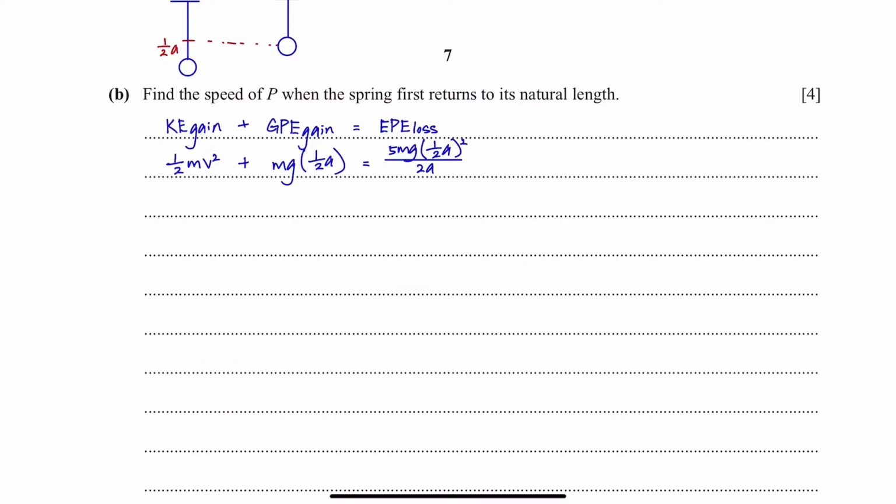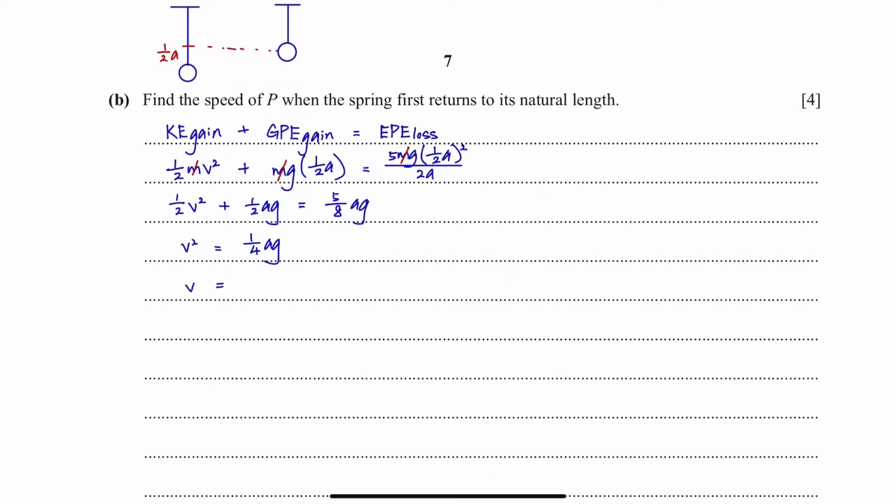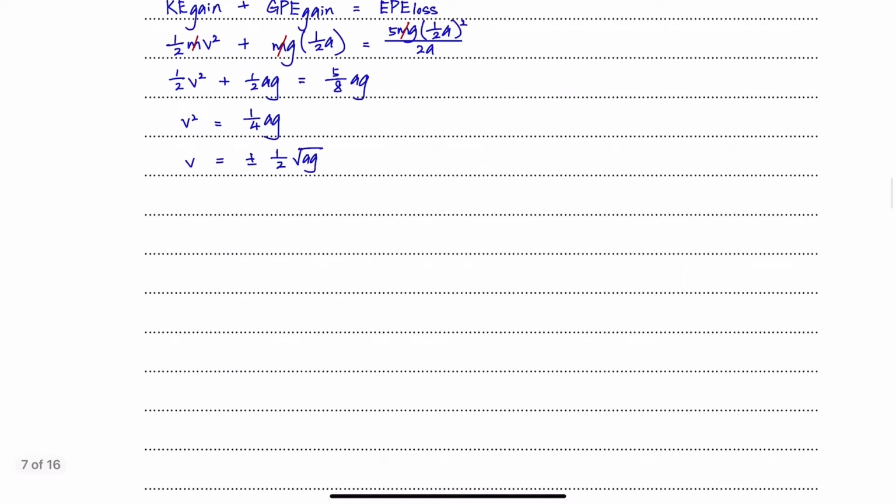So we can cancel out the m, and now we have half v square plus 1 over 2 ag equals 5 over 8 ag. So v square would be equal to 1 over 4 ag, and v is equal to plus minus 1 over 2 sub ag, right? And since they want the speed, we can just write speed is equal to 1 over 2 sub ag. Done.